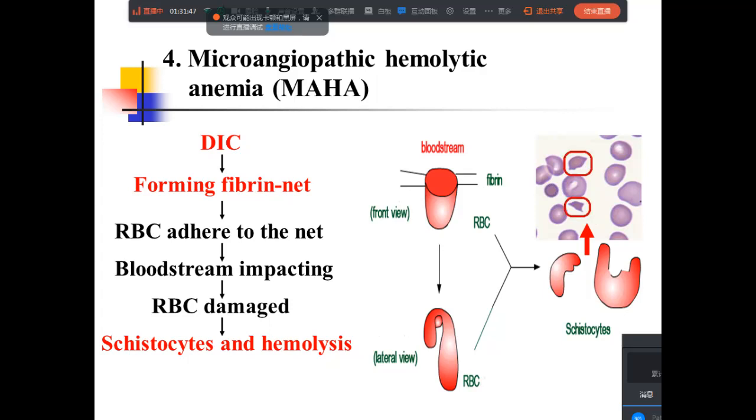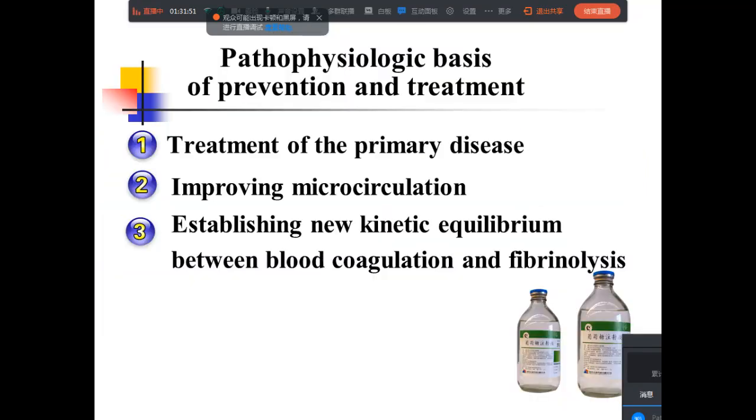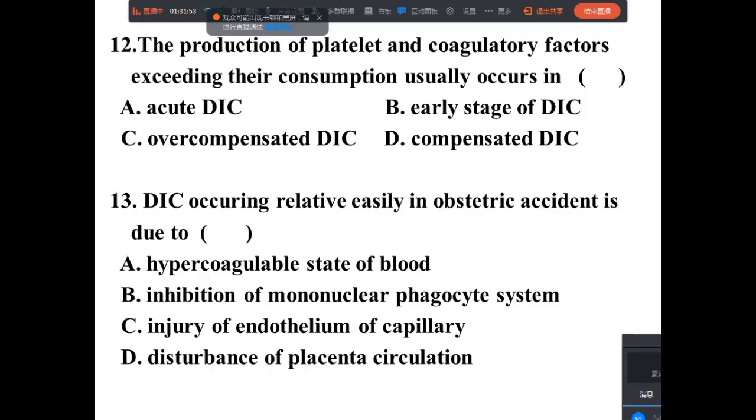Now, it is DIC patient treatment. No one is okay. Now, the exercise is very easy. You can do it. Now, the 12. Produce, exercise, consume, occur, overcompensatory.